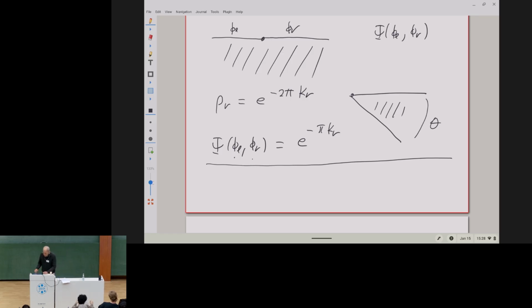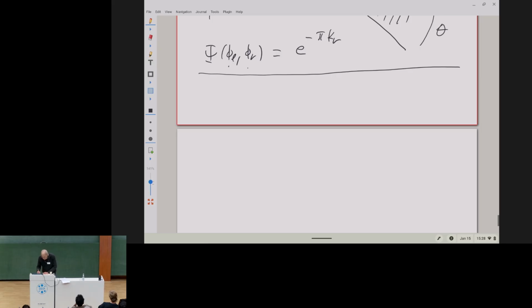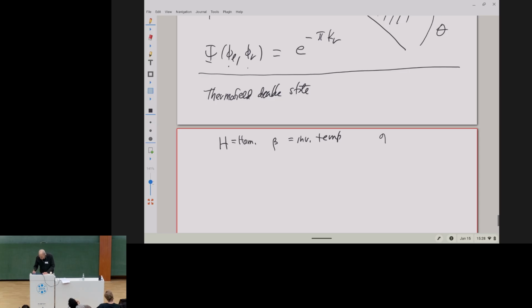However, this has another important interpretation, which is that what we're constructing is called the thermofield double. So we've discovered that Rindler space is a kind of thermal system. Let's discuss thermal systems in general. If you have a Hamiltonian H, inverse temperature beta, on a Hilbert space curly H, then you have a thermal density matrix, 1 over Z times e to the minus beta H.